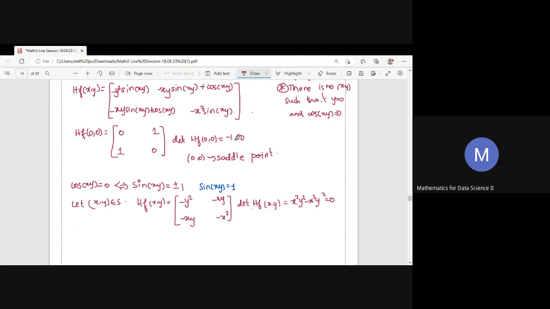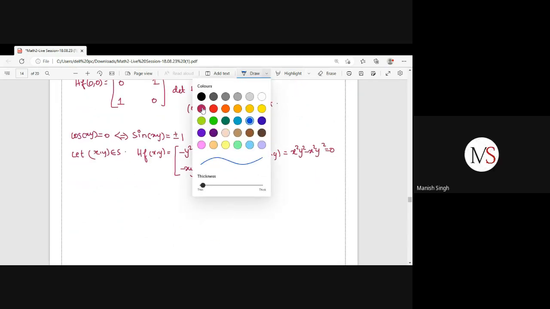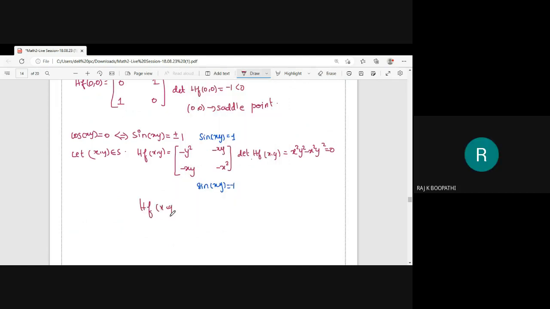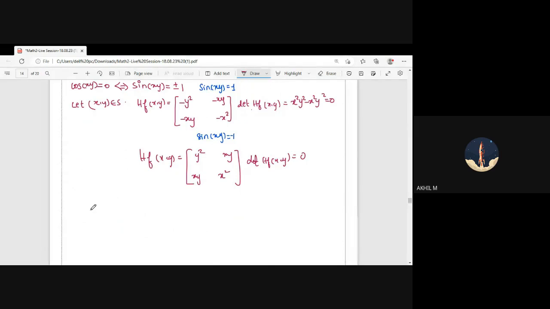Now, what about the case when sine xy is equal to minus 1? It's the same. So in that case, you have y square, xy, xy, x square, again 0. Again the determinant of Hf of x comma y is 0. So in either case, for any x comma y in S, the test is inconclusive. Okay, fine.